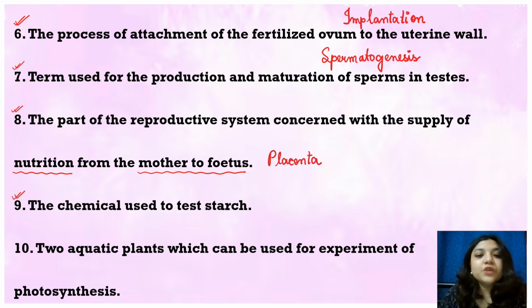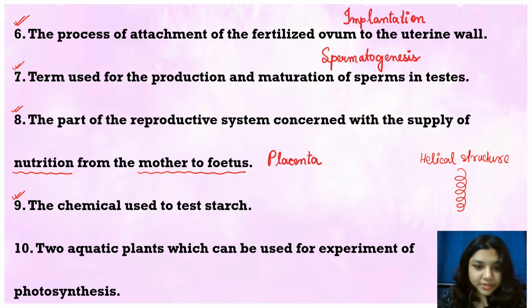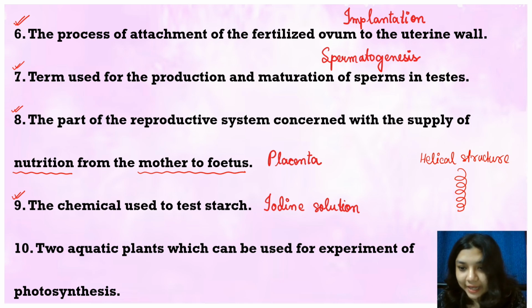Number 9, the chemical used to test starch. Starch has a helical structure. It looks like a helix, a crude way of drawing it like this. The chemical used to test starch, that is iodine solution, can get integrated into the grooves of this helical structure. It gets integrated into the grooves of the helical structure.